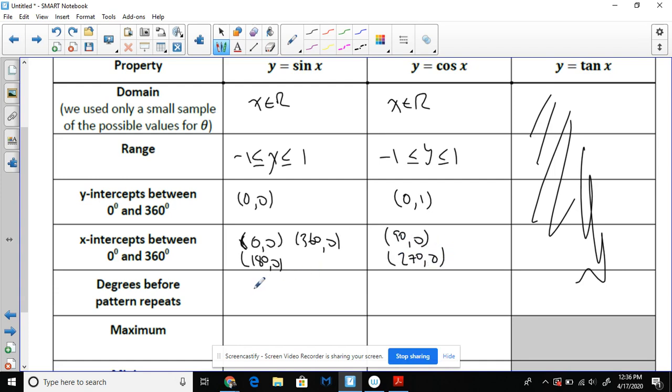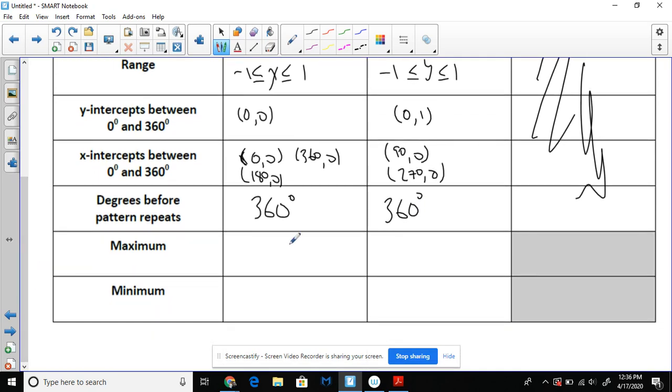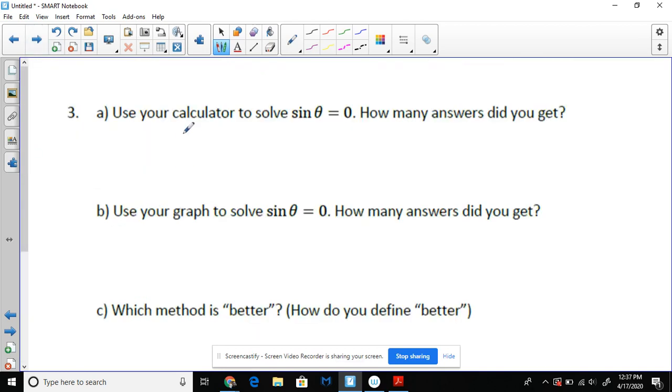Okay? Degrees before the pattern repeats, well, that's 360 degrees. And hopefully you got that from the whole terminal arm swing, right? One revolution is one pattern. Okay? Maxes are both 1, and the mins are both -1. Okay? And then the last part said use a calculator to solve for sine theta equals 0.